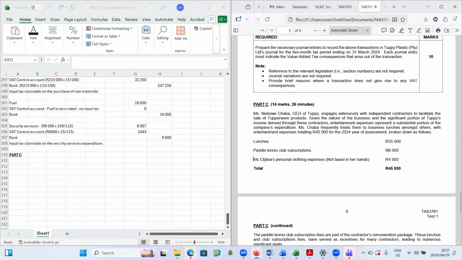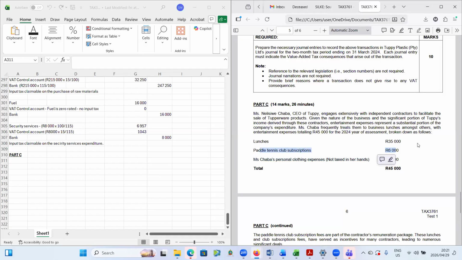Then you have got Mr. Wechaba's personal clothing. You can see this one is a private expense according to section 23. Section 23 prohibits the deduction of private expenses or domestic expenditure. So 6,000 is prohibited. So let's look at the lunches. Let's look at the padel tennis subscriptions.